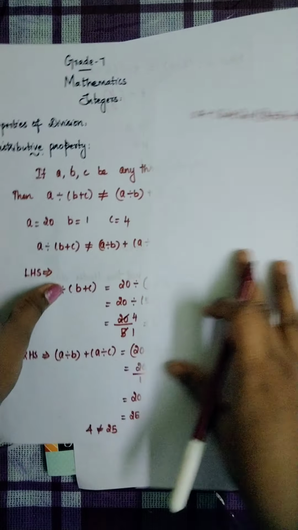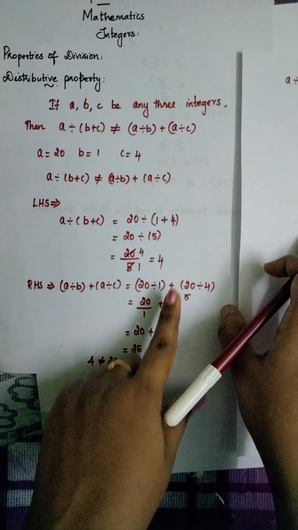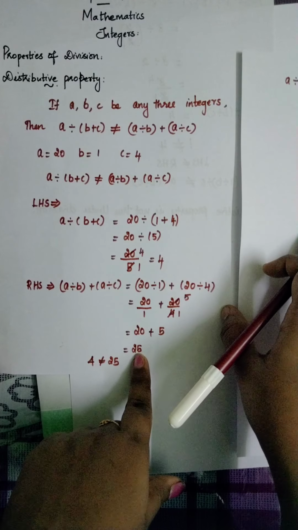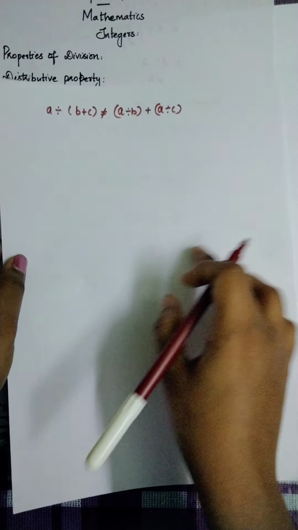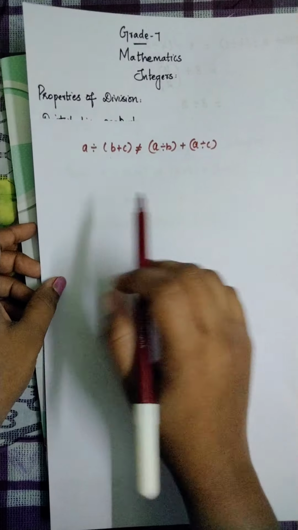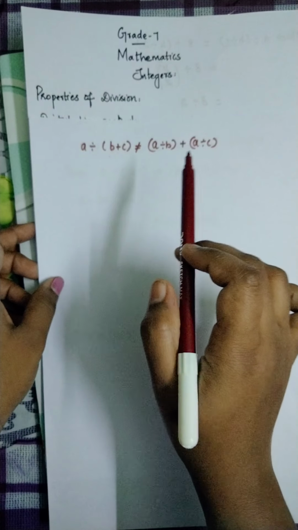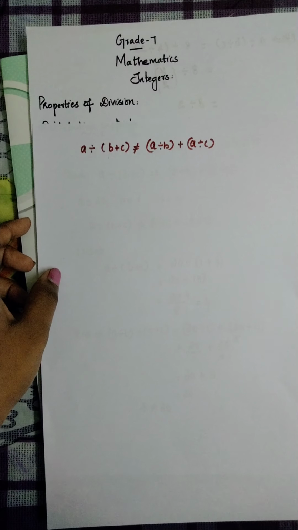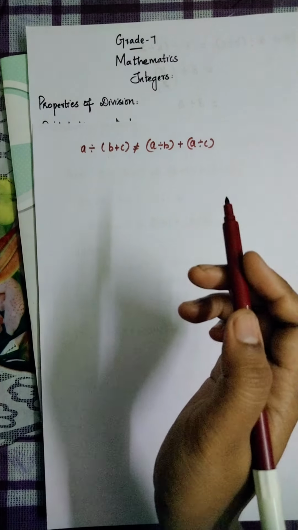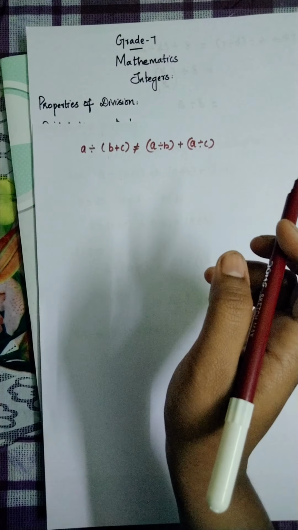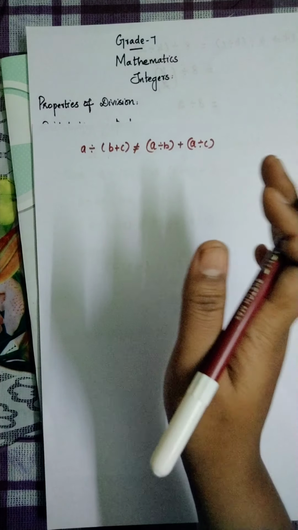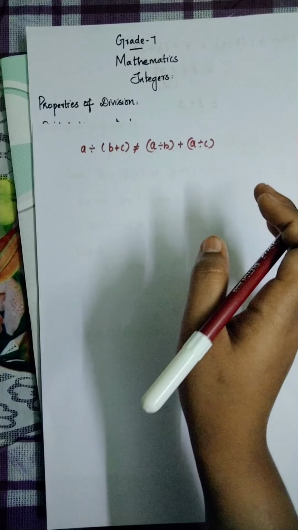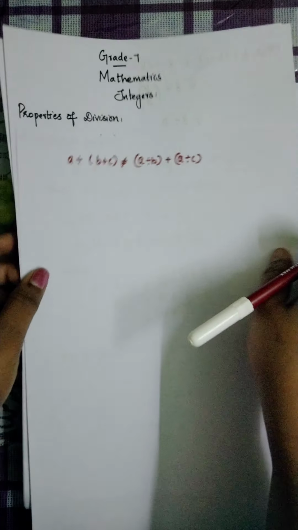Okay, what is the value for the right side? Sorry, left side. Left side you got the answer 4. The right side you got the answer 25. So a divided by (b plus c) is not equal to a divided by b plus a divided by c. So division of integers is not distributive over addition. We are seeing the condition for addition, right? So division of integers is not distributive over addition.